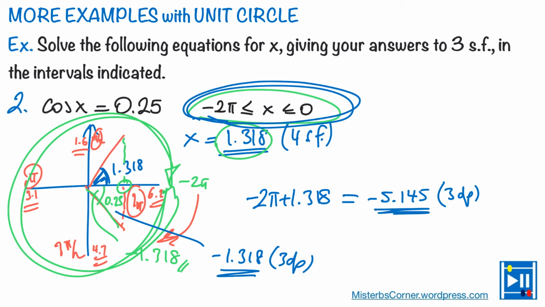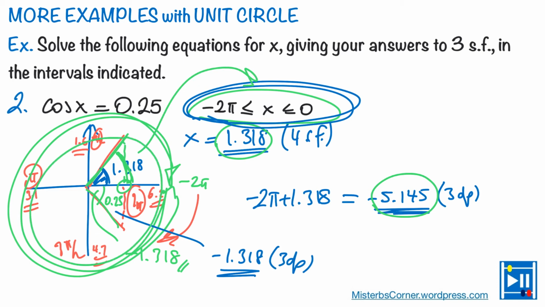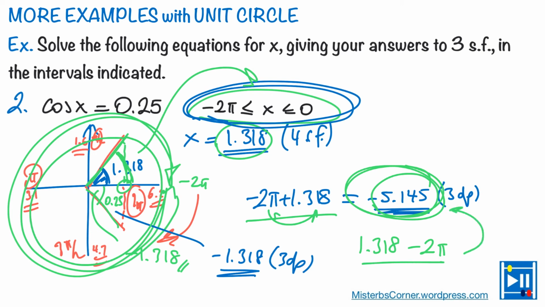Now, another way of thinking for this answer is that just because it's here, and it doesn't fit as a positive value into this interval, you just make a full round of this radius and you end up with this value. So basically you have 1.318 minus 2 pi if you'd like, reversing these, and you get the same answer.